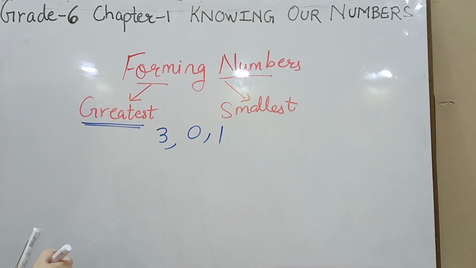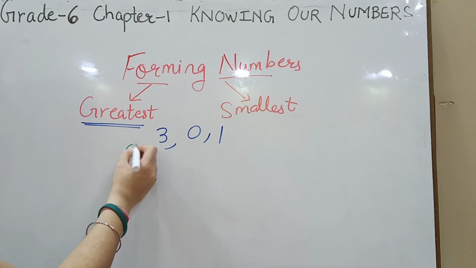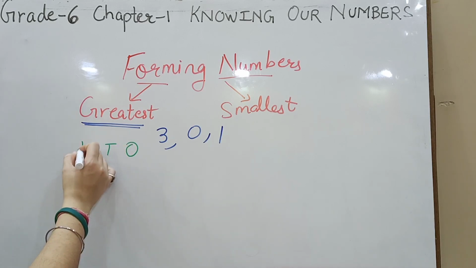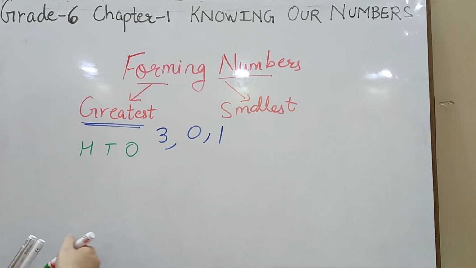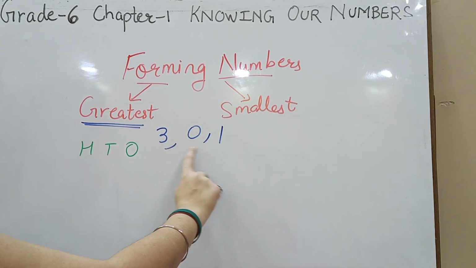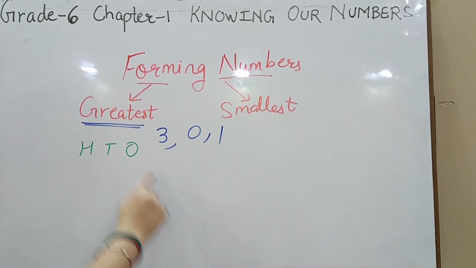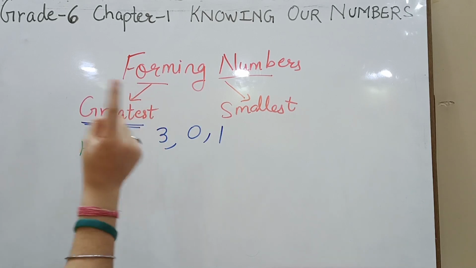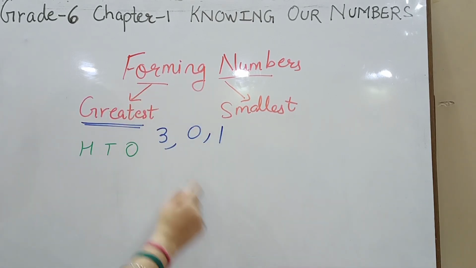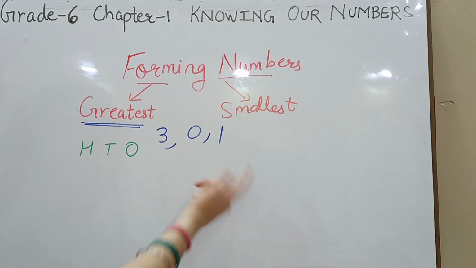First and foremost, if you remember in the previous video I told you that place values are going to play a very important role in this chapter. So let us first write down the 3 place values. Now we are going to place these 3 given digits in such a way that it forms the greatest number. When we are forming the greatest number, we take the largest digit among these given digits. Which is the largest one, 3, 0 or 1? The largest one is 3.